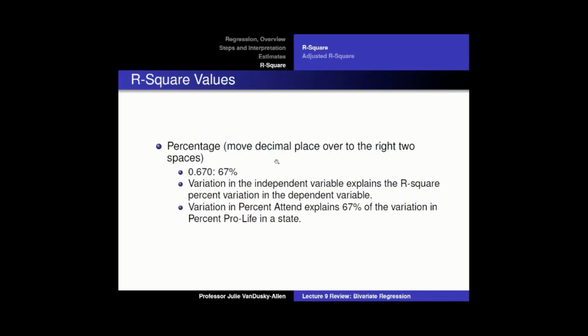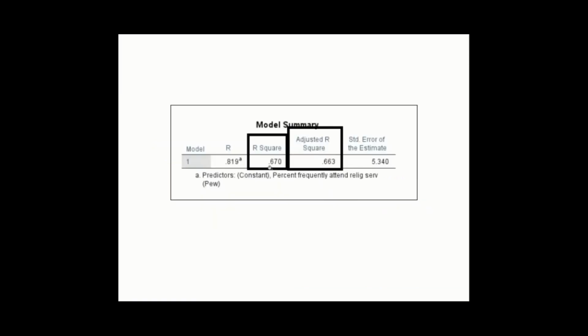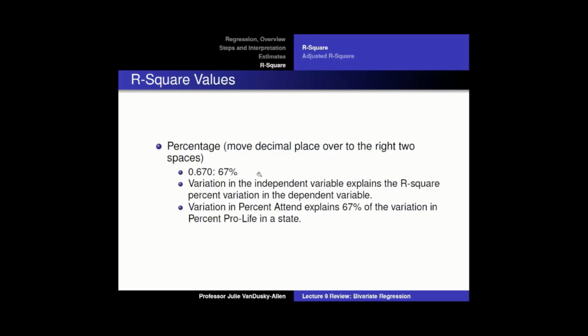To interpret the R squared, you want to make it a percentage, so you take the value. In this case, we have 0.670, and you just move the decimal place over 2 spaces. And that turns it into a percent, 67%. And basically what you say is variation in the independent variable explains the R squared percent variation in the dependent variable. So going back to our example from earlier, the independent variable was attend, and the dependent variable was percent pro-life. So we can say variation in percent attend explains 67% of the variation in percent pro-life in a state.